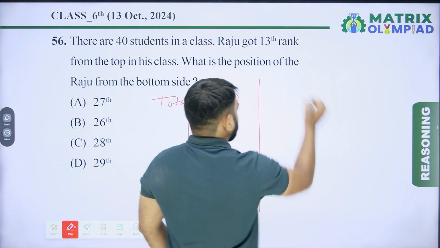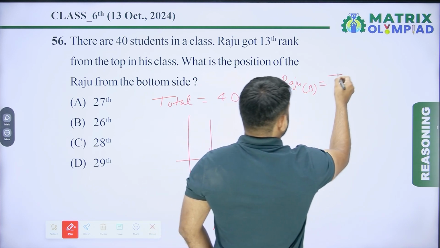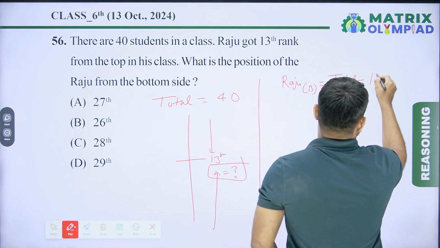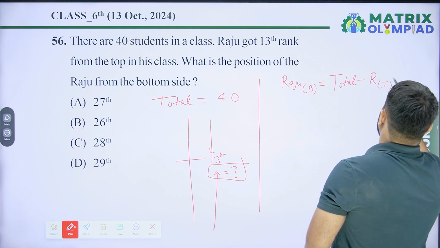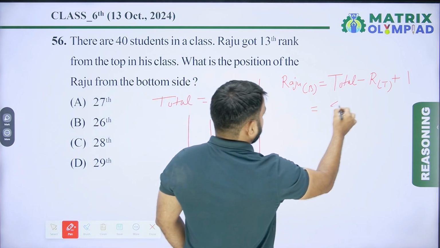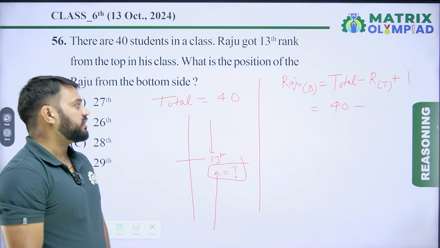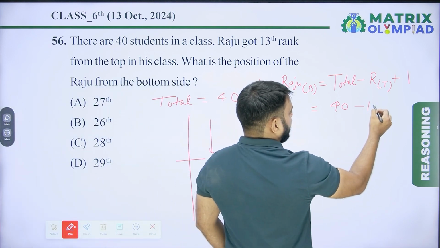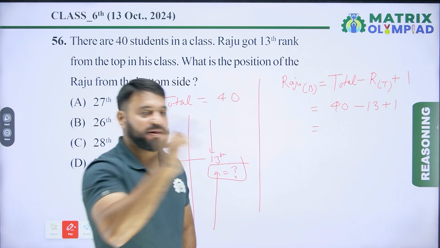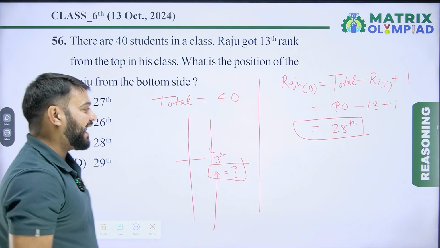So the formula is: rank of Raju from the bottom is equal to total minus position of Raju from the top plus 1. So total number of students in this class is 40 minus rank of Raju from the top, which is 13, plus 1. So 40 minus 13 plus 1. 40 minus 13 means 27, plus 1 means 28. So position of Raju from the bottom is 28.